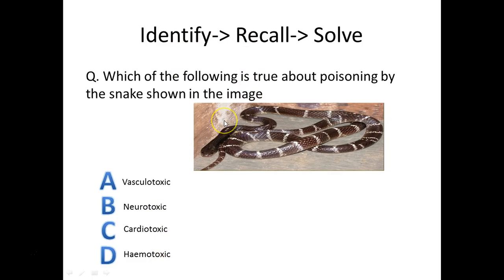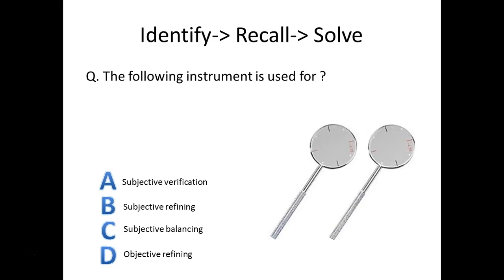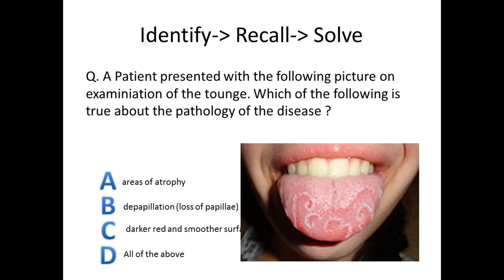So identification is the first step, but the question is not directly based on the identification. You have to recall some theoretical information about that particular image and then solve the question. Similarly, identify what the following instrument is used for. You have to know what this instrument is before even answering the question. And the important part is that even if you are able to identify the instrument, if you do not know the theory behind it, you will not be able to solve it. So it's a level higher than identify and solve questions.